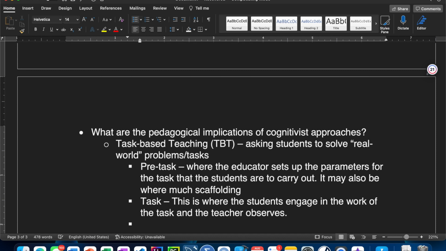Now, during this stage, the teacher is also on hand to provide support to the learners if they have questions, but it's important that the teacher isn't giving away any answers here, right?